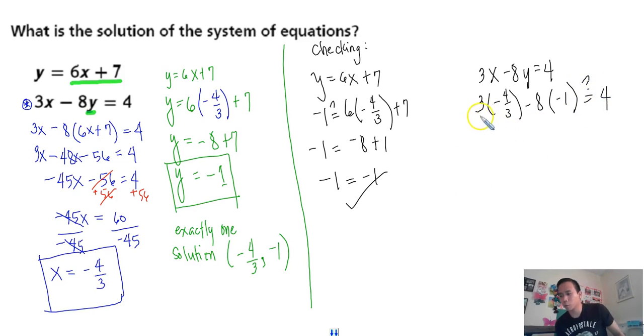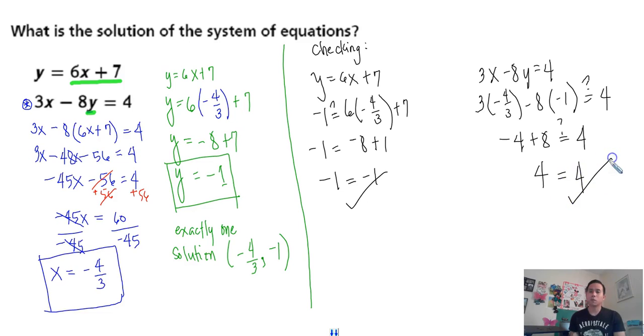So 3 times 4, that's 12, divided by 3, that's negative 4, plus 8. Is that equal to 4? Right, so 8 minus 4 is equal to 4. Then it's correct. So our first example there has exactly one solution, which is (negative 4/3, negative 1).